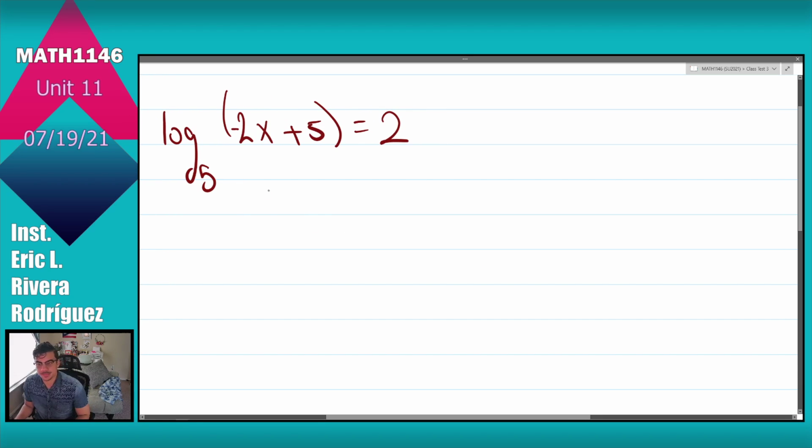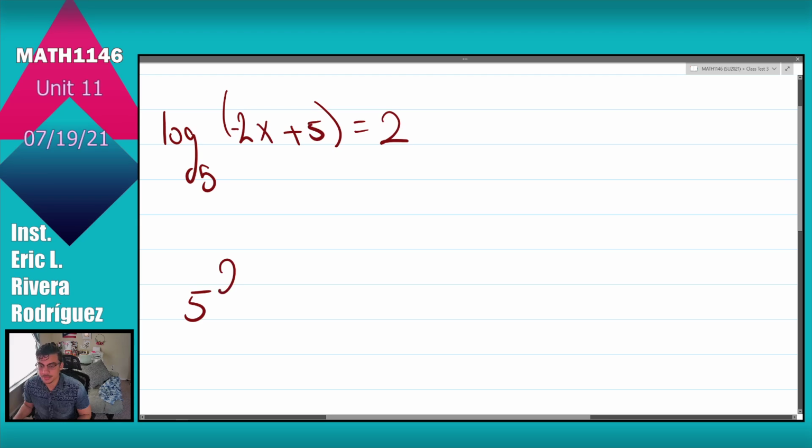All right. So upon inspection here, we have one logarithmic function in one side of the equation. That's what we want. So that means that the next step will be turning this into an exponential equation. We take the base, which is 5, and we take 2.